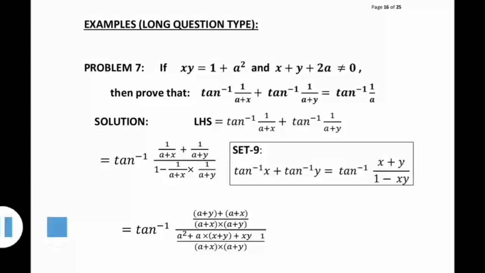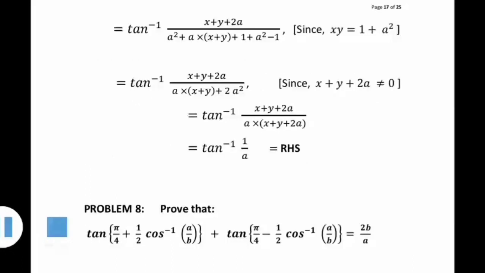Since it is given in the problem that xy equals 1 plus a square, it can be substituted here in the denominator part and we get the next step as tan inverse of x plus y plus twice a whole divided by a square plus a into x plus y plus 1 plus a square minus 1. Then after simplification we get the next step as tan inverse of x plus y plus twice a whole divided by a into x plus y plus twice a square, which gives tan inverse of x plus y plus twice a whole divided by a into x plus y plus twice a.